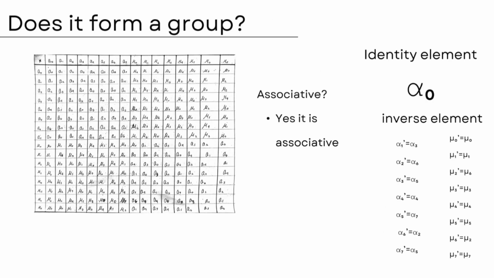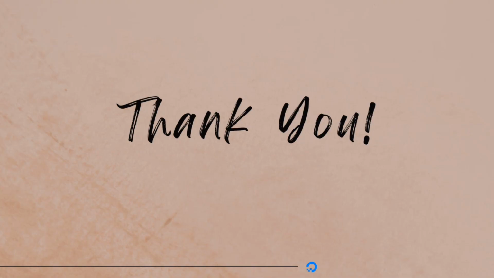So does it form a group? First it is closed, next it is associative, then it has identity element and inverse element also. So since this table satisfied all the conditions, therefore the permutation forms a group structure. That's all. Thank you so much for listening.